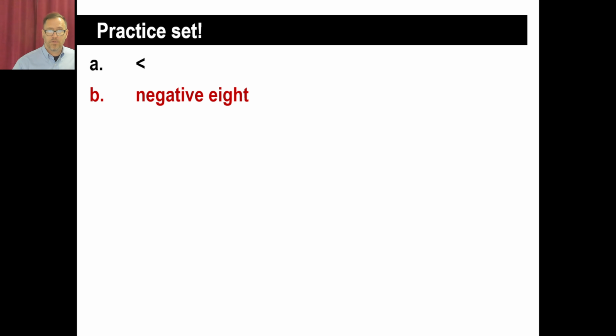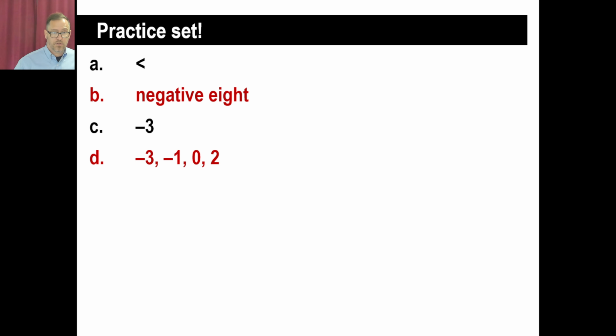Okay, we've talked about this. B, -8 is what you could say. All right, pause it and try C. The number that's the opposite of 3 is -3. It's exactly as far away from 0 on the number line as 3 is to the right. All right, pause it and try D.